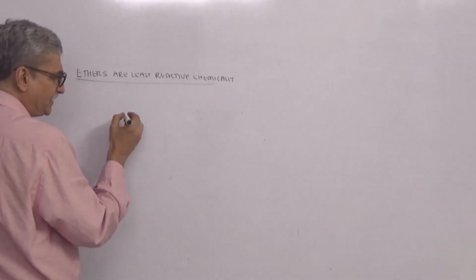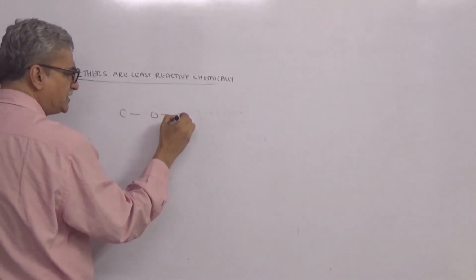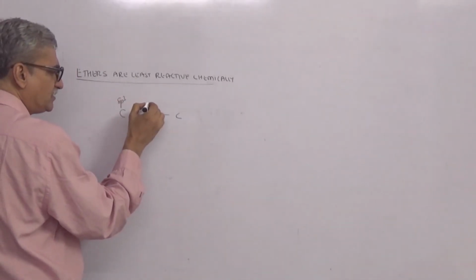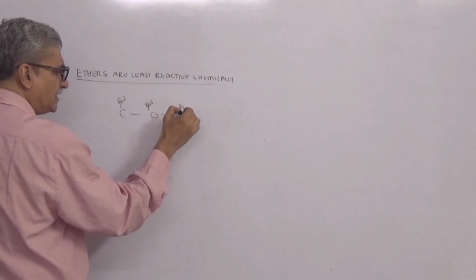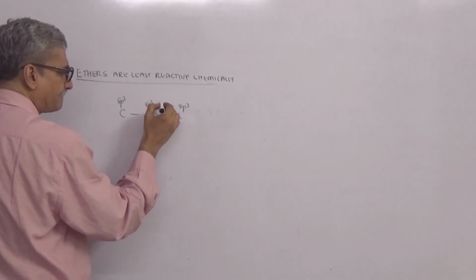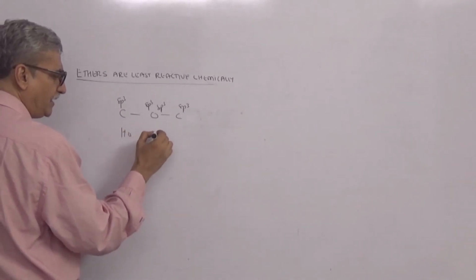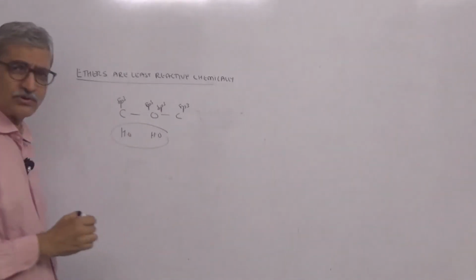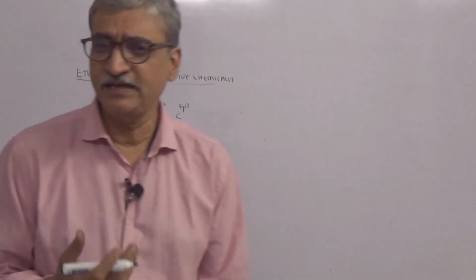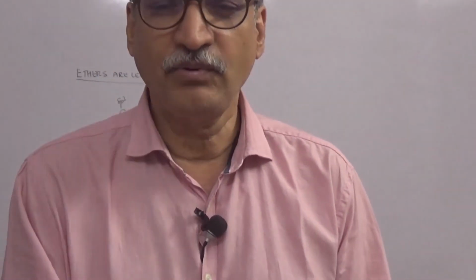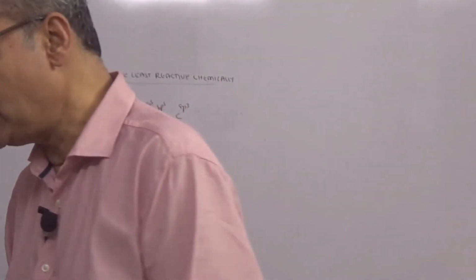Why? Because very simple. Let us take the C-O-C bond. In this, what happens? Carbon is sp3 hybridized, oxygen is sp3 hybridized, carbon is sp3. So it's a hybrid orbital overlapping a hybrid orbital, a very strong bond. And what is the funda of any chemical reaction? In any chemical reaction, the reactant bonds have to be broken and product bonds have to be formed.